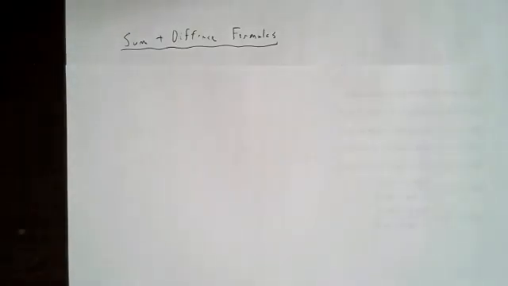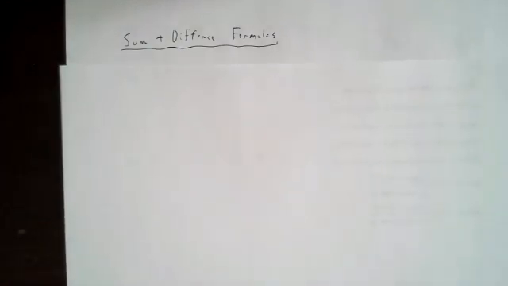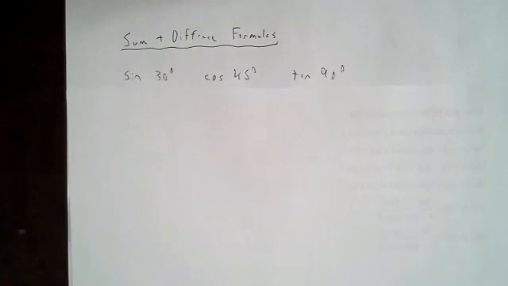Mr. N here, and we're going to be talking about the sum and difference formulas for trig functions, sine, cosine, tangent. All right, now at this point, we should know how to find things like sine of 30, cosine of 45, tangent of 90 very quickly. They're all on our unit circle. Those all happen to be in quadrant 1.